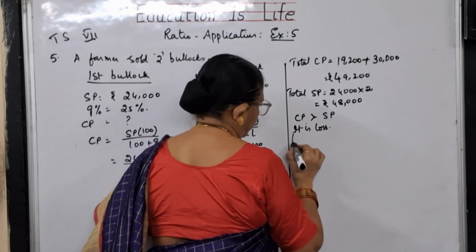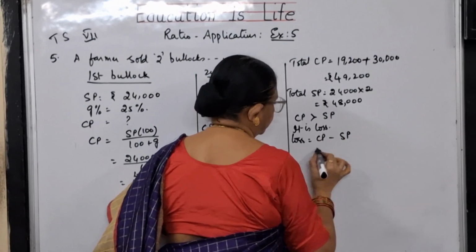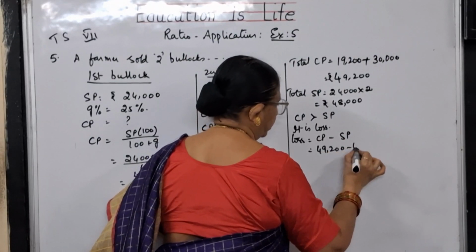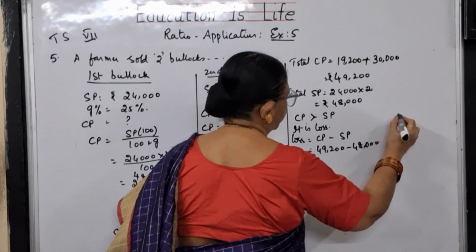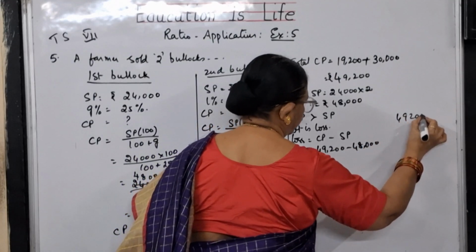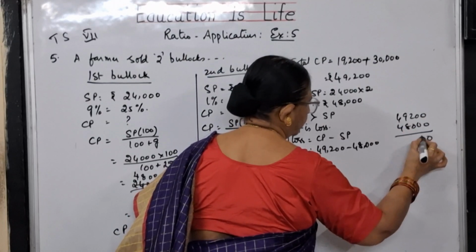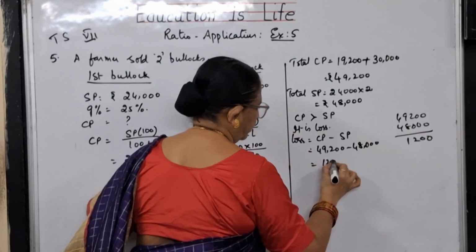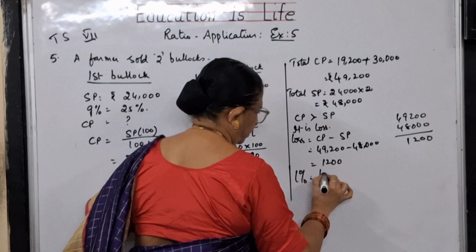So what is the loss? How do you find out the loss? Cost price minus selling price, that is 49,200 minus 48,000. So how much? 49,200 and 48,000, so 0, 0, 2 and 1. 1200 rupees is the loss. So what is the loss percent?